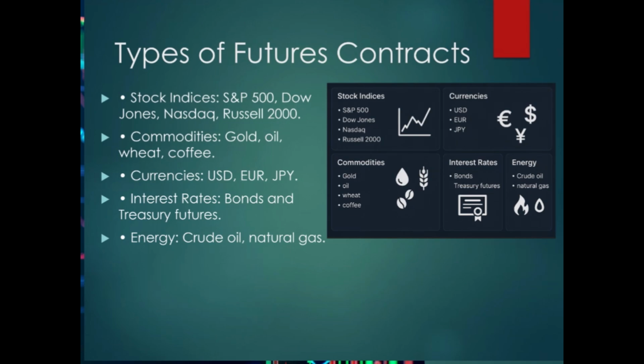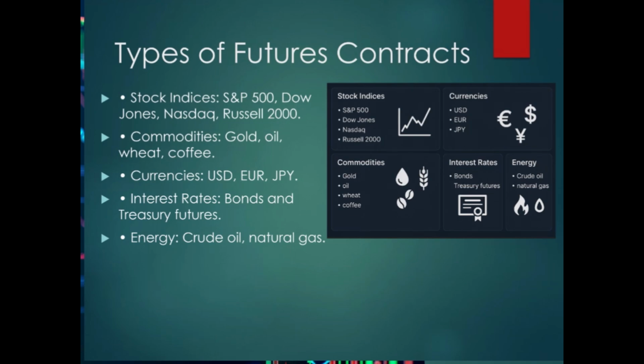And number 5, you have energy futures. This could technically fall under commodities, but it's big enough to deserve its own category, right? So these contracts cover natural gas, crude oil, gasoline, and heating oil. Let me just give you an example.